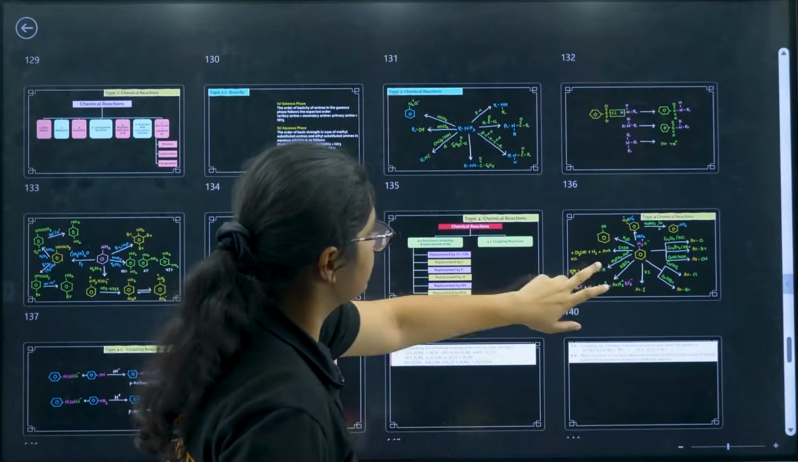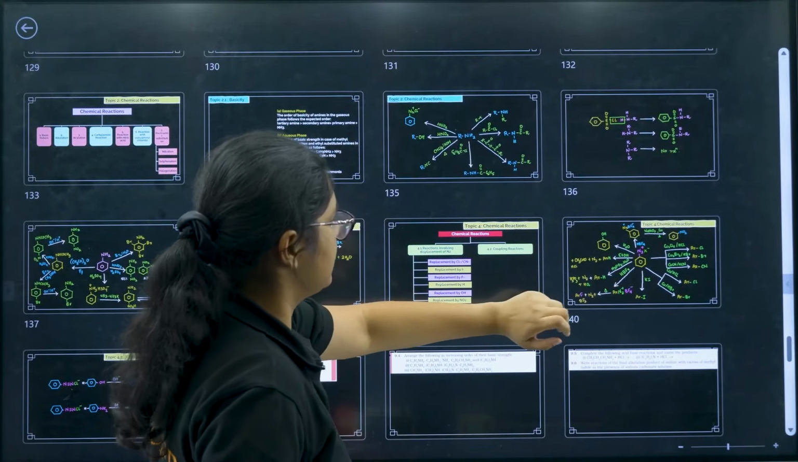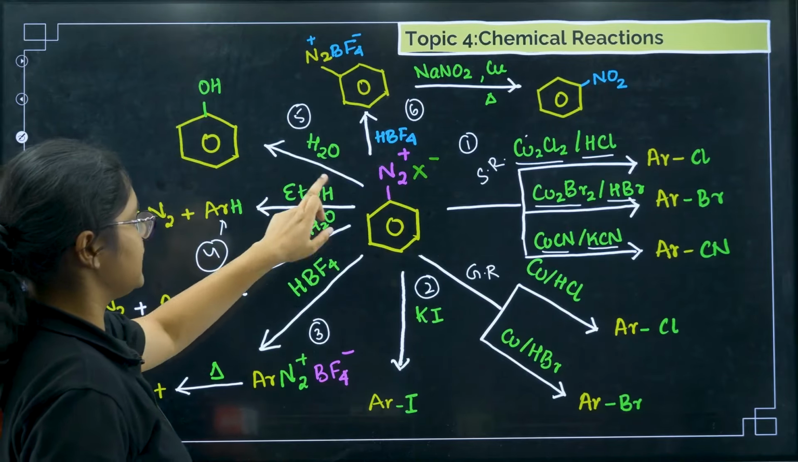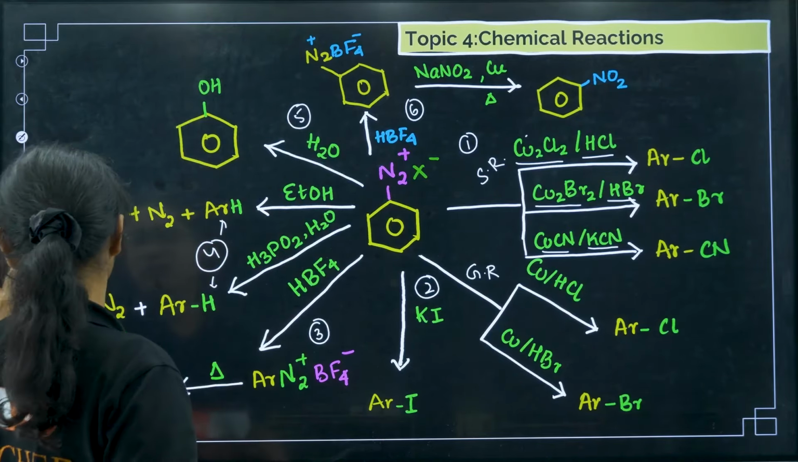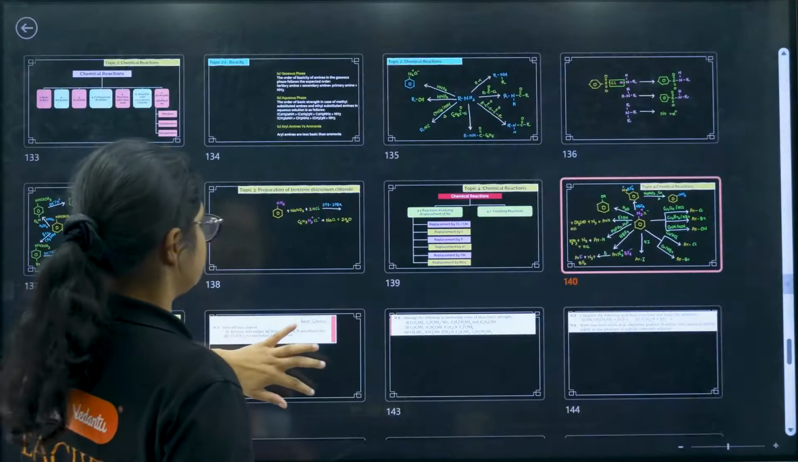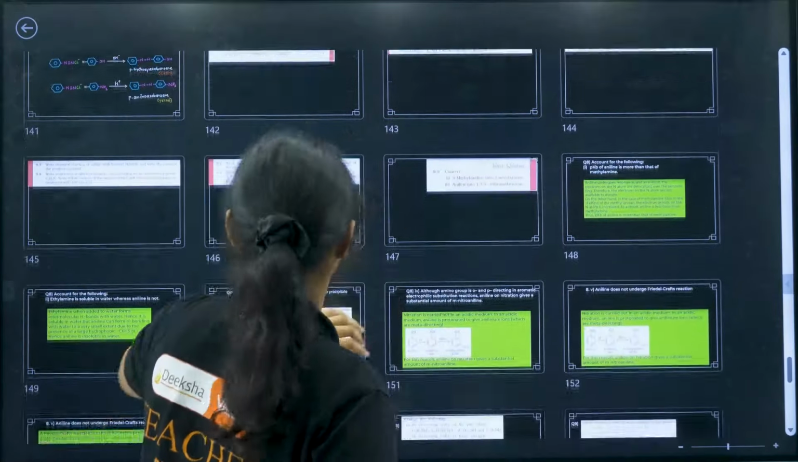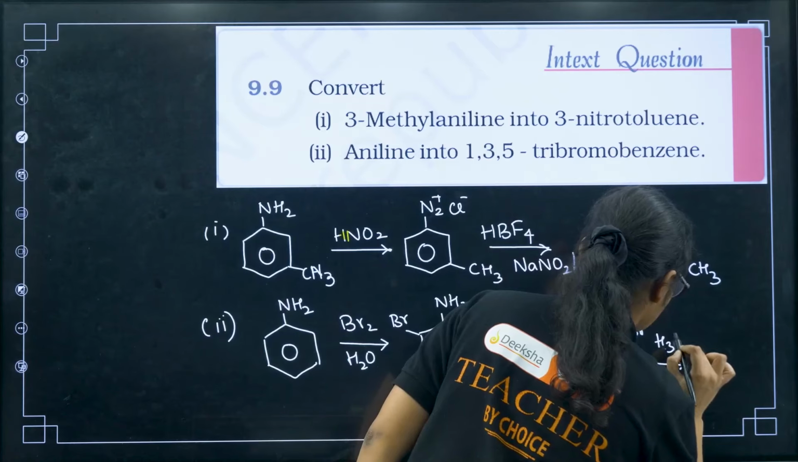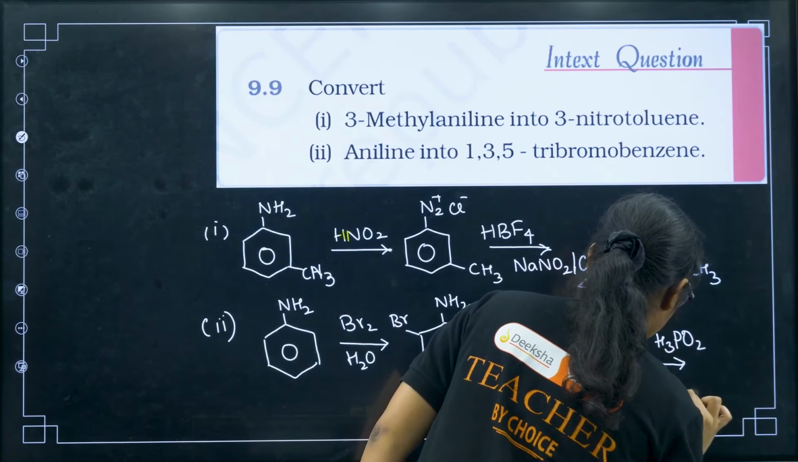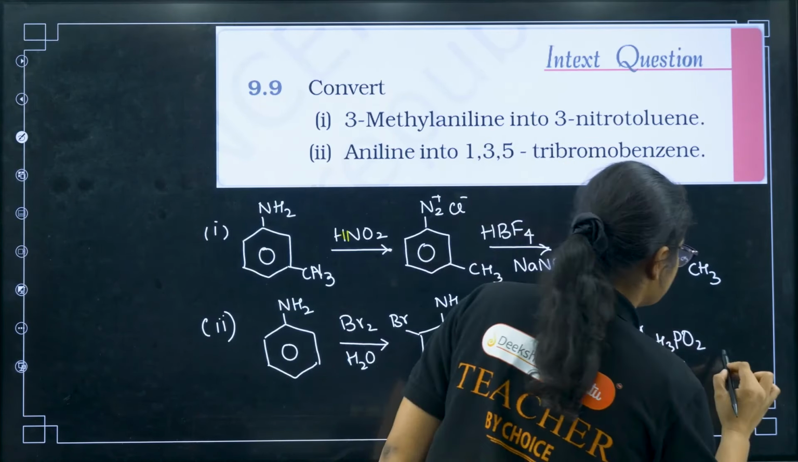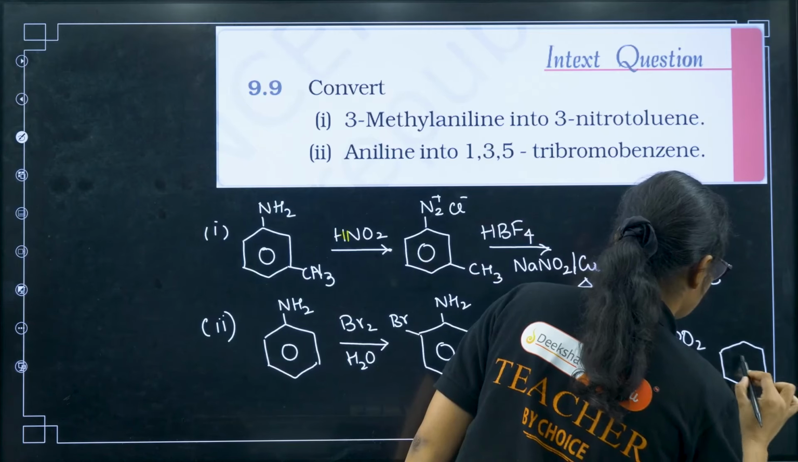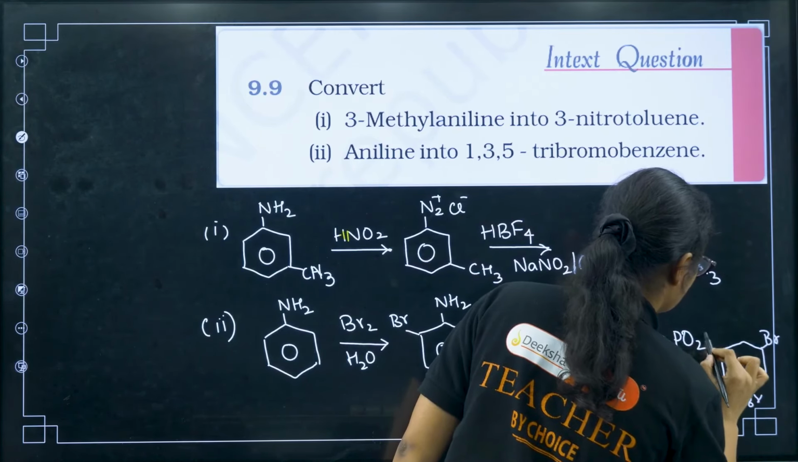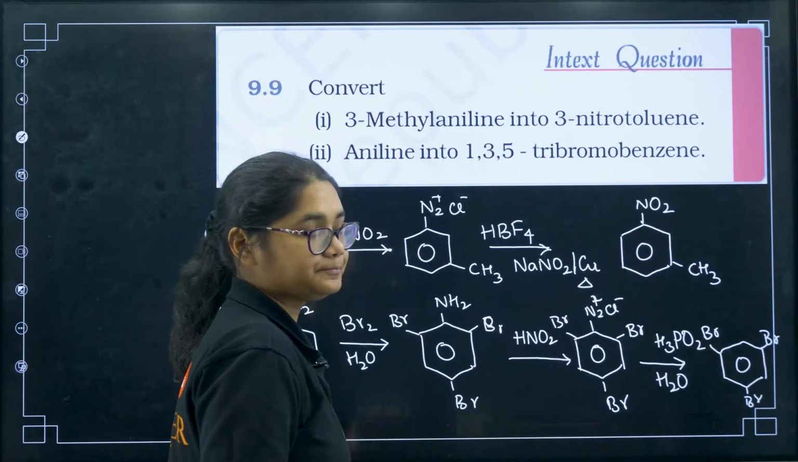If I just show you this one, you can see here, for converting it to plain benzene, you can use EtOH or H3PO2 and water, right? So I will use H3PO2 and water. That will convert this one to H and I will get bromine, bromine and bromine.